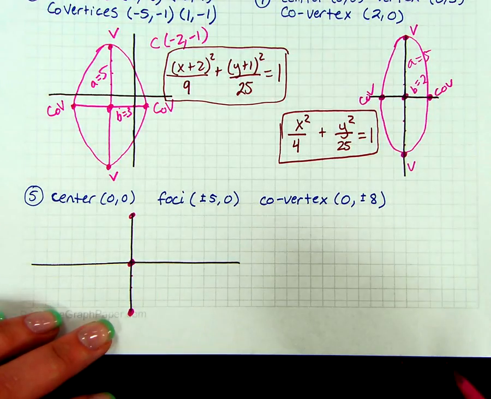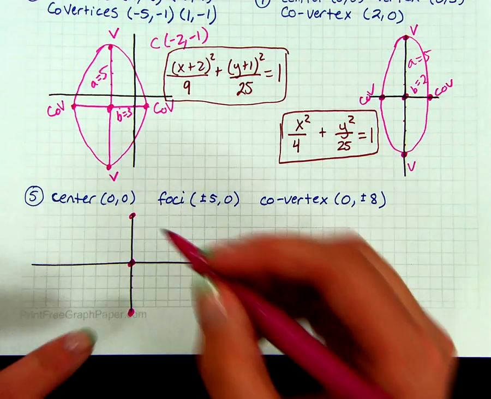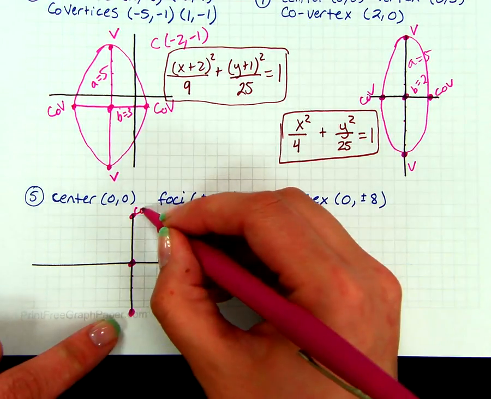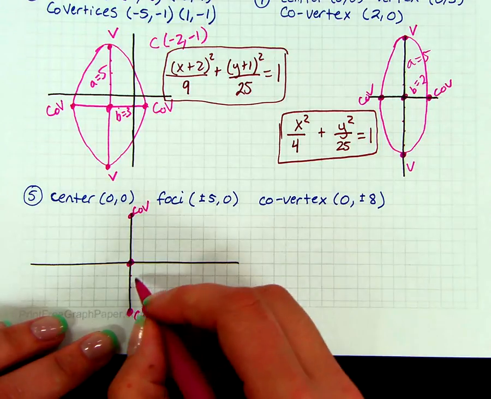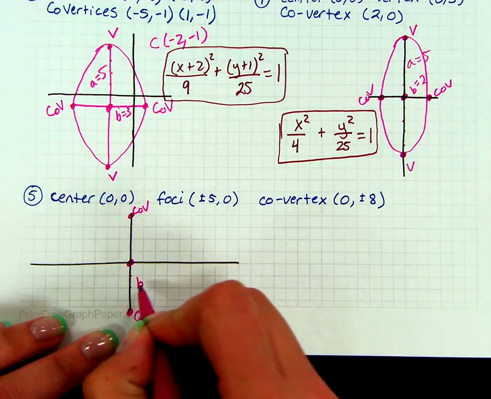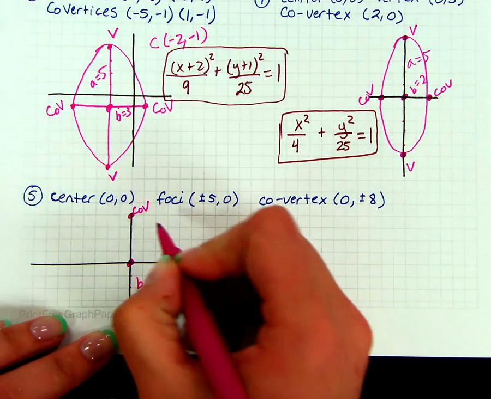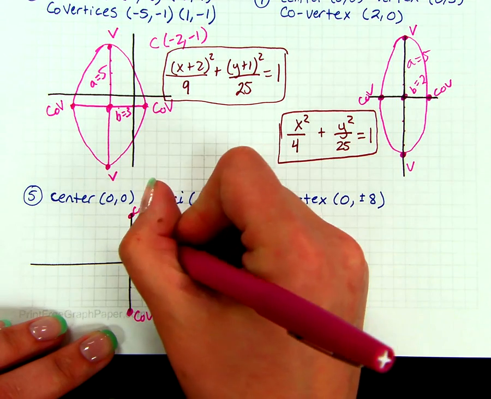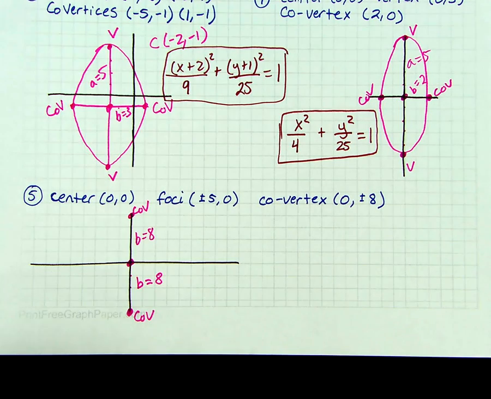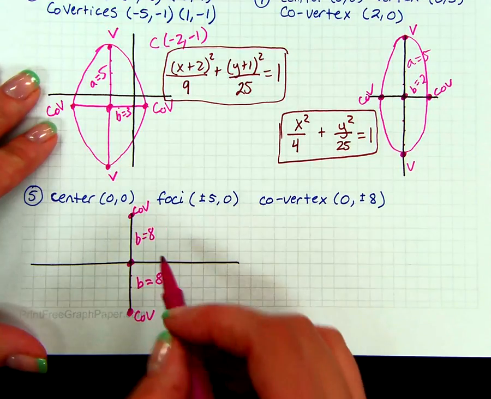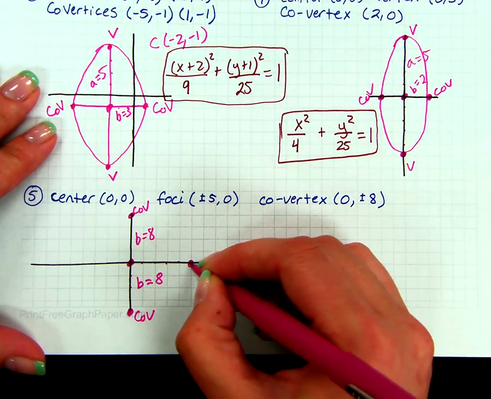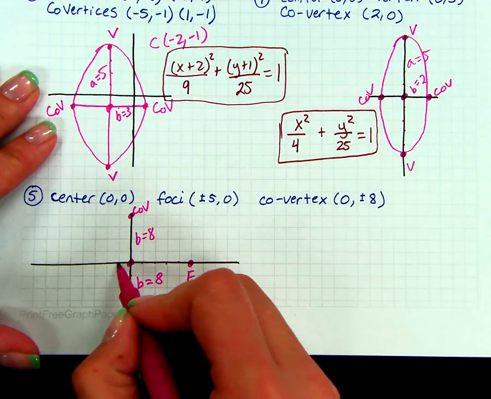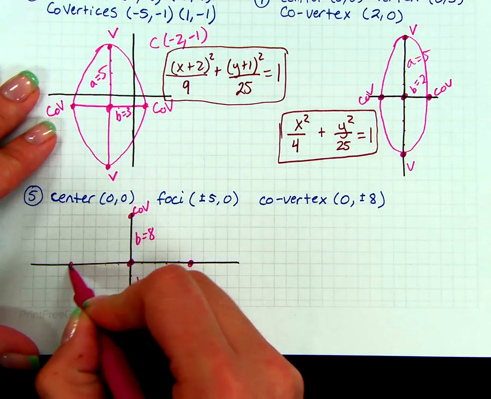And if we are going to a co-vertex, again, I should label these as I make them. So co-vertex, that means that our B value has to be 8. So again, I did a scale of 2 in this direction, so I'm going to remind myself by putting our B value there. And then we're given a foci, so 1, 2, 3, 4, 5. I'm going to put F for foci, and then 1, 2, 3, 4, 5.